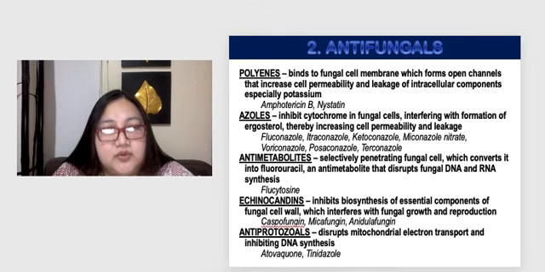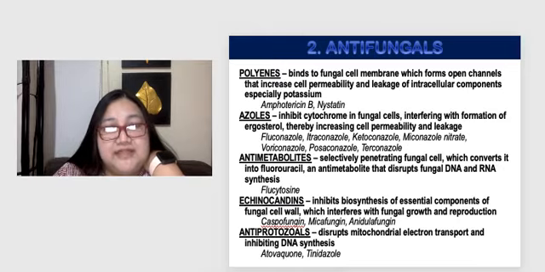Okay? Azoles inhibit cytochrome in fungal cells. They interfere with formation of ergosterol, and this increases cell permeability again and leakage. Azoles are either given per orem o kaya IV. So, best yan kapag empty stomach. Pwede rin yan for, again, yung candidiasis, vaginal candidiasis. Pwede rin. Fluconazole, ketoconazole, turconazole, and the rest.